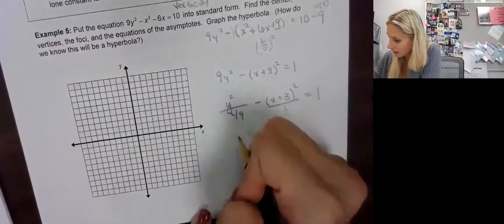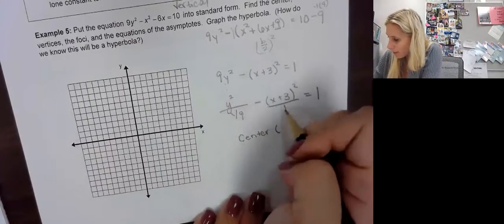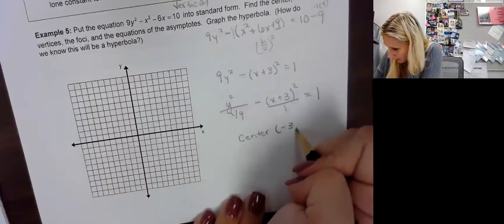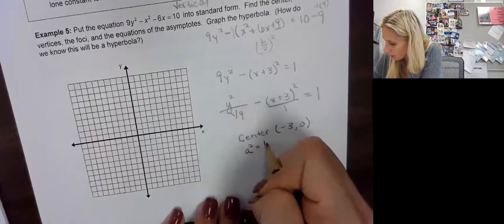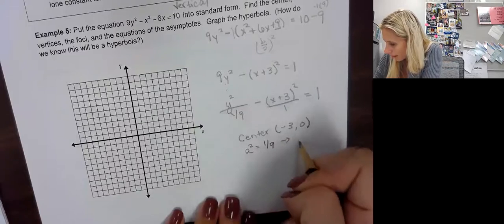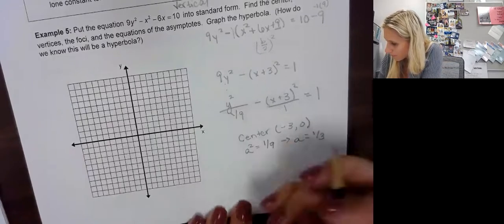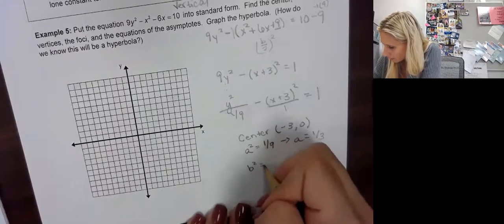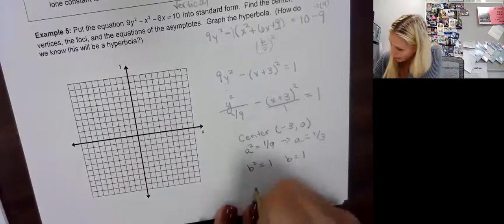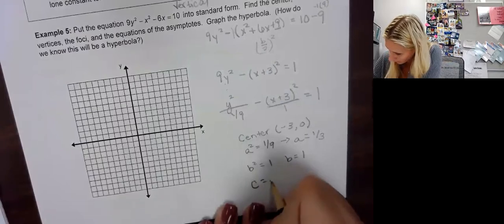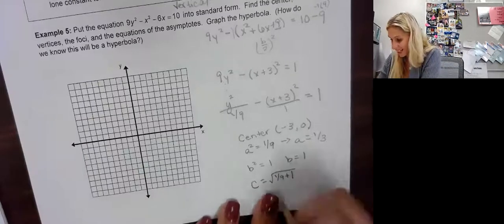Okay, so what does this tell us? Well, first of all, it tells us the center is at, remember, opposite, negative 3, 0. It tells us that our a squared is 1/9. So a is 1/3, and that our b squared is 1, leaving our b as 1. And that means our distance from the center to the foci is the square root of 1/9 plus 1, which is 10/9.